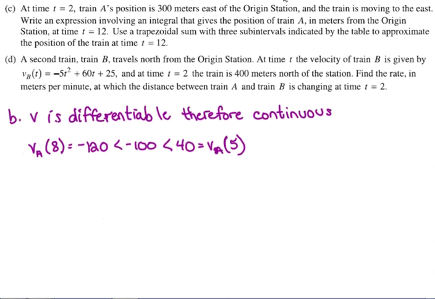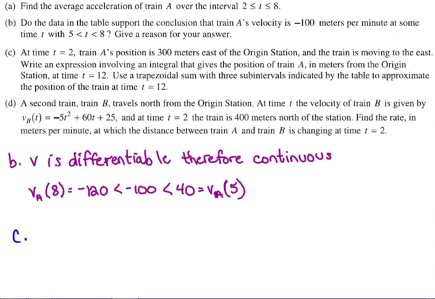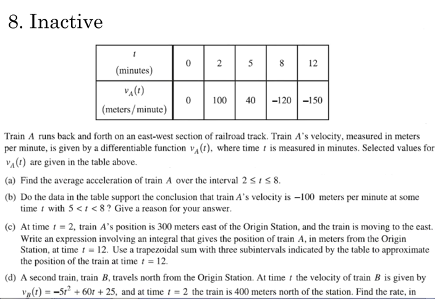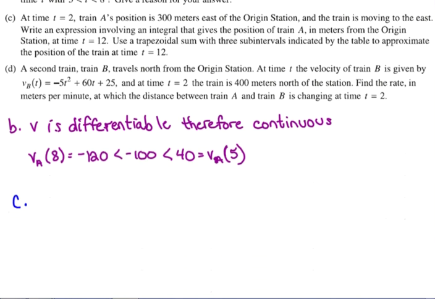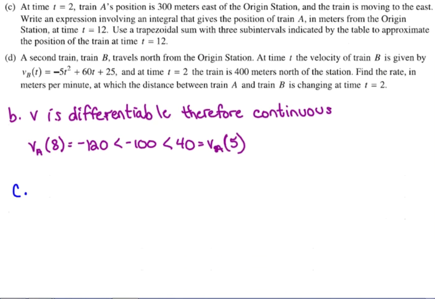Okay. Part C, at time equals 2, train A's position is 300 meters east of the origin station, and the train is moving to the east. Write an expression involving an integral that gives the position of train A in meters from the origin station at time 12. So, let's see here. Did they specifically say anything about the position function? I don't see any symbolic representation of position, so I'm just going to use S.